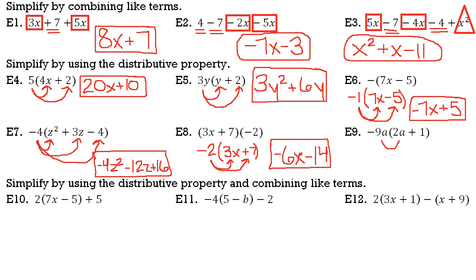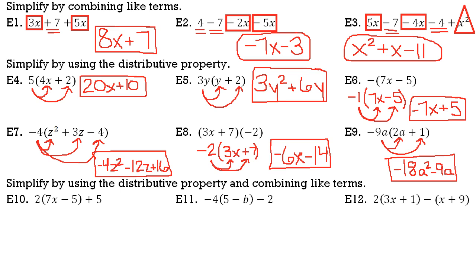All right, last but not least here, this one doesn't look too scary. -9a times 2a. -9 times 2 is -18. And a times a is a squared. And then anything times 1 is itself. So I'm just going to use -9a at the end.